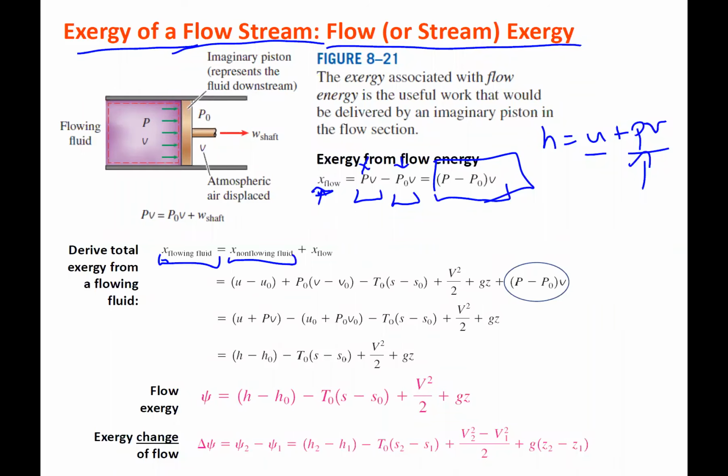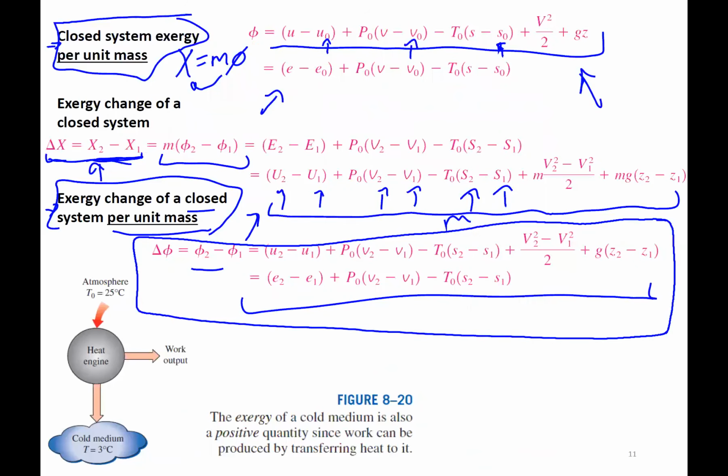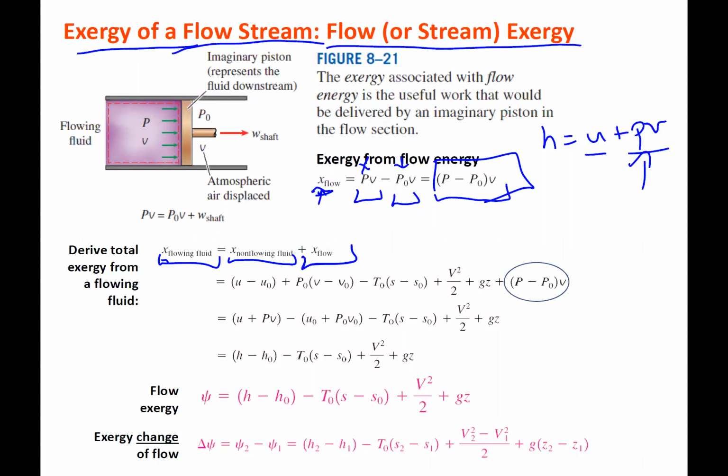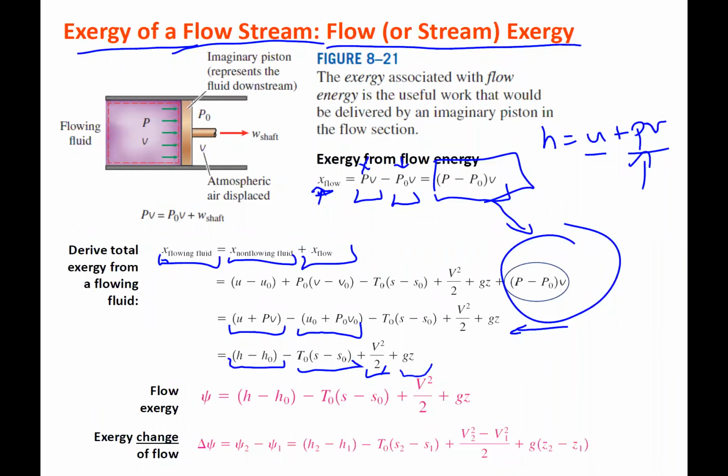Now to figure out our flow exergy, we take our non-flow exergy that we just defined in this slide and add our flow exergy, so we're just adding this term right here. If we start moving things around, we can combine internal energy and these flow exergy terms together, and we get enthalpy instead. We still have the dead state temperature times delta S, kinetic, and potential there. So this is the flow exergy, and that's what mass flow rate would carry in or out in an open system.